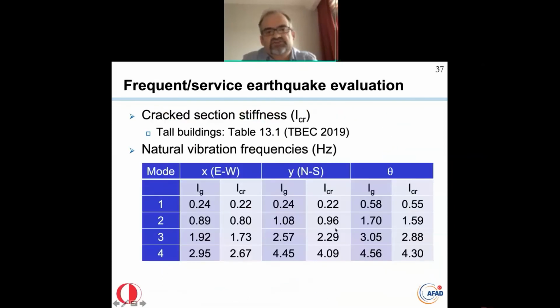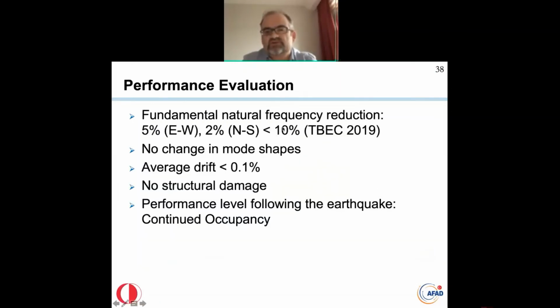All right, so now here, if you use the cracked section properties according to our new code for the frequent service level earthquake, you get these frequencies, and they are about 10% less. Now if we think about the change in the natural frequencies, remember the fundamental frequency change was 5% in the east-west direction, whereas it was 2% in the north-south direction. So they are all below the predicted values from our new code.